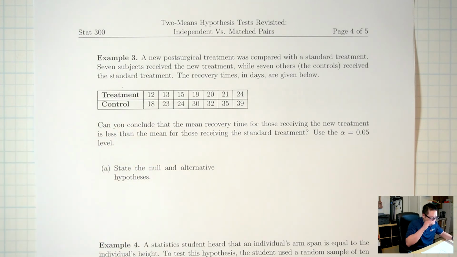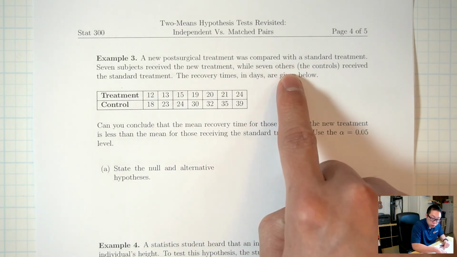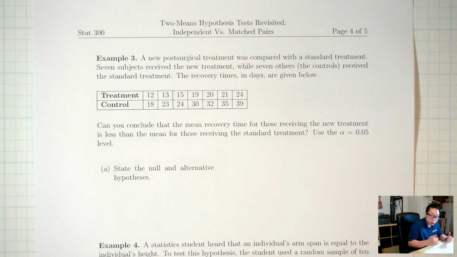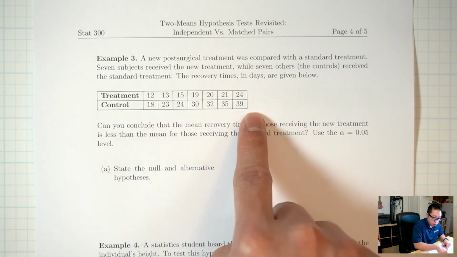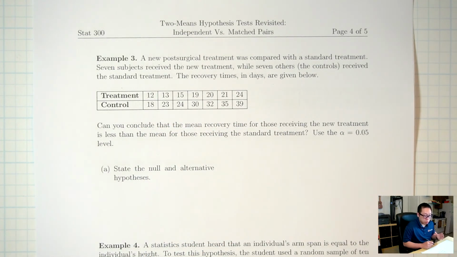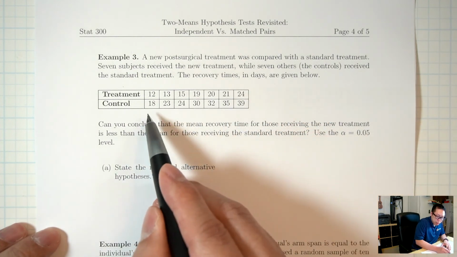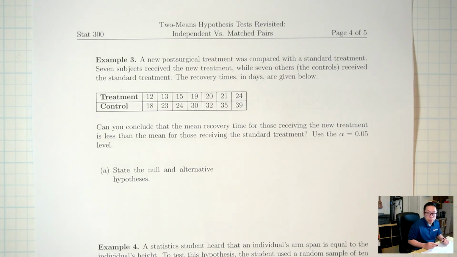Okay, so if we read this carefully, it says 7 subjects received the new treatment, while 7 others received the standard treatment. So these aren't measurements on the same people, right? So it's 7 people in the treatment and then 7 other people in the control. So this is definitely not going to be the situation where we're taking 2 measurements on the same person. And it doesn't say anywhere in the problem that the people in the treatment are related in any way to the people in the control. It's just 7 people in treatment and then 7 other people in the control. They're not related to each other. This is going to be independent.